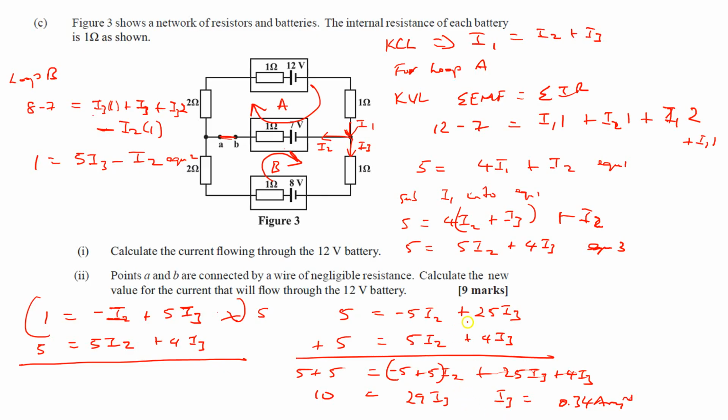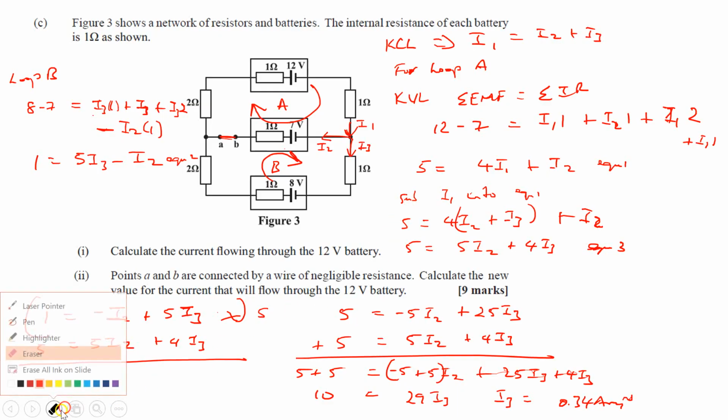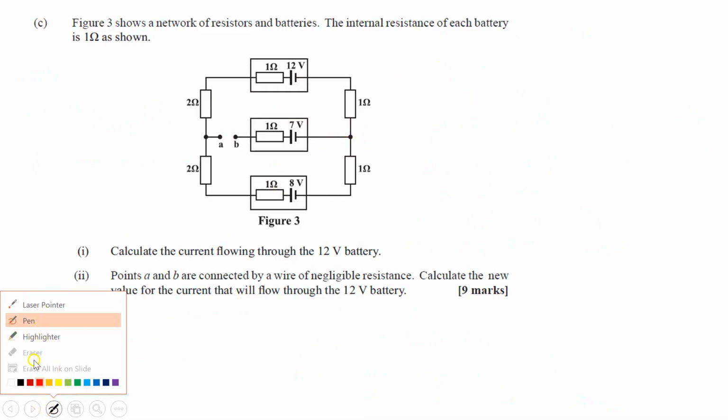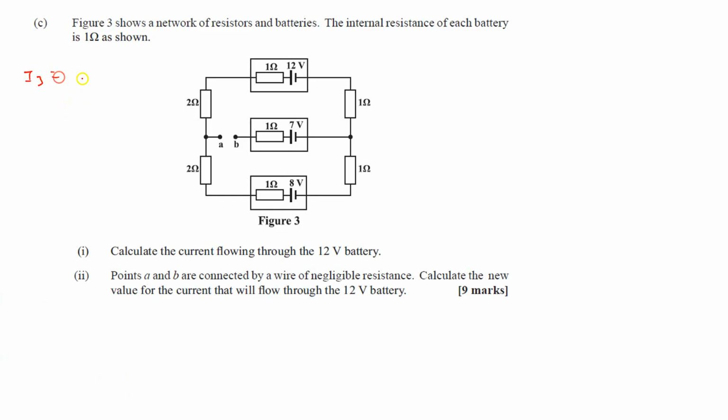So I'm making progress. The question is worth 9 marks, guys, so you can imagine that it takes a lot of working out. I'm going to erase everything because I need the space. You can definitely go back and pause the video to see what was there. So we just found out that I3 is equal to 0.34.